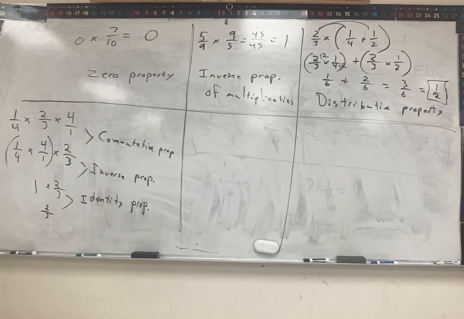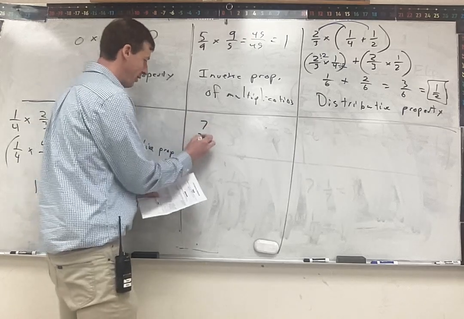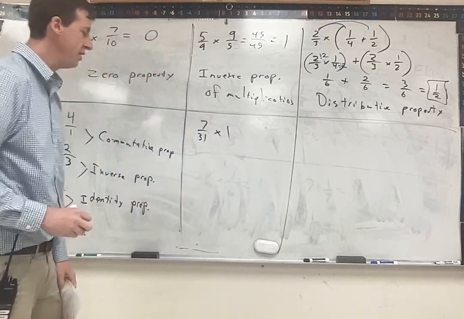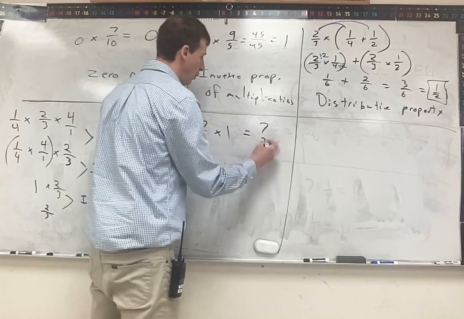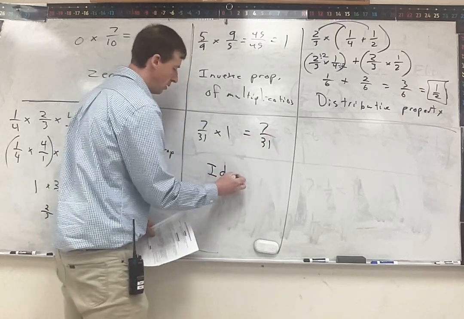So I used 3 properties just to solve that one problem, but it made it a lot easier than trying to do 1/4 times 2/3. I had to find a common denominator, or no, I went for multiplication, but I would have gotten 2/12, then 2/12 times 4/1. A lot easier by just, hey, identity property, or inverse property, and work through it. Okay, next one. 7/31 times 1. Anytime you multiply by 1, you get itself. We call that the identity property.